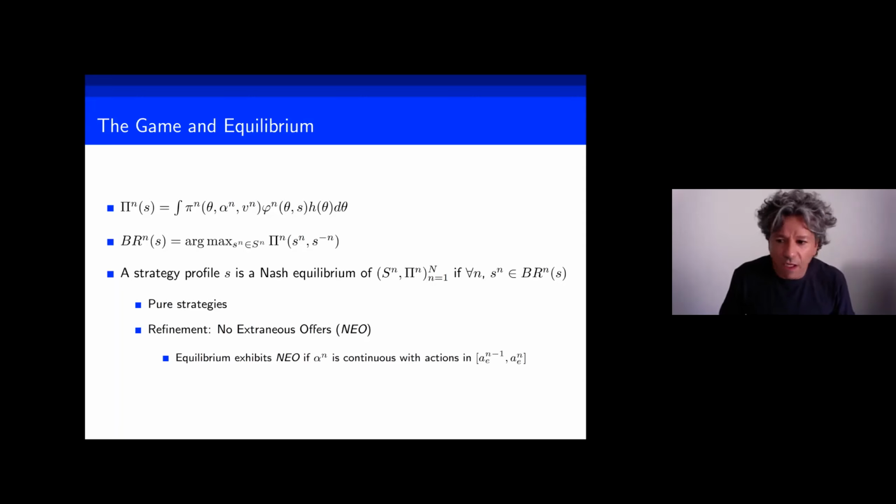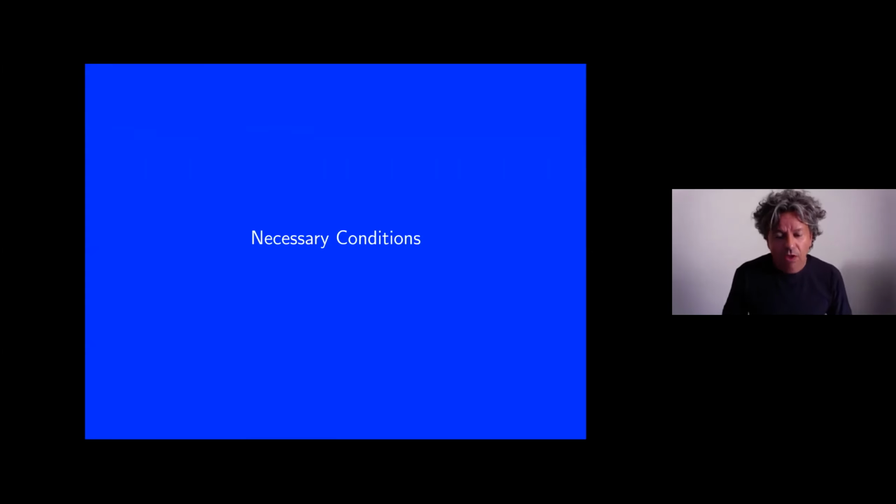So that is the game. If there are no questions about the model, the only thing you have to remember, even though there was some notation to keep track of, is that this is a natural oligopolistic version of the standard monopoly problem under incomplete information, with this oligopoly among heterogeneous firms. So let me go to the necessary conditions, that is, properties that any equilibrium that satisfies this refinement must satisfy.